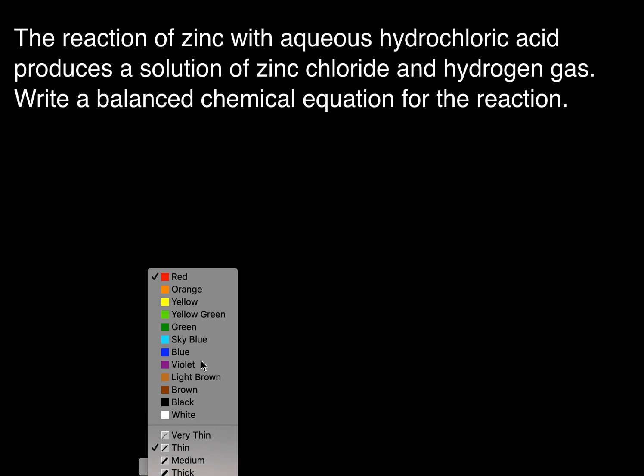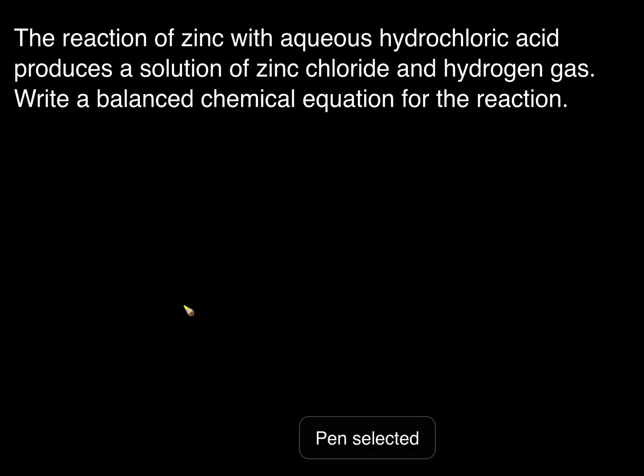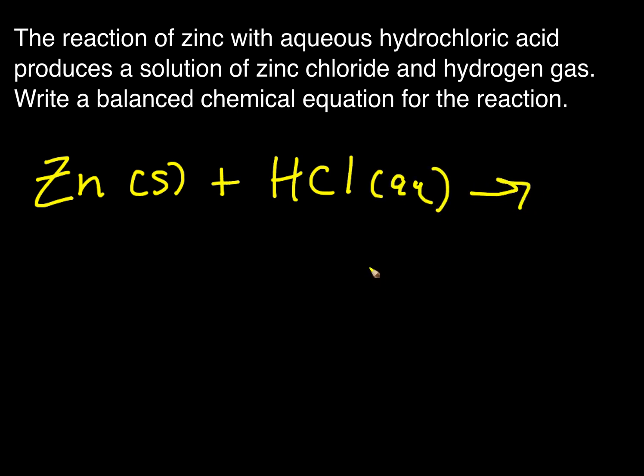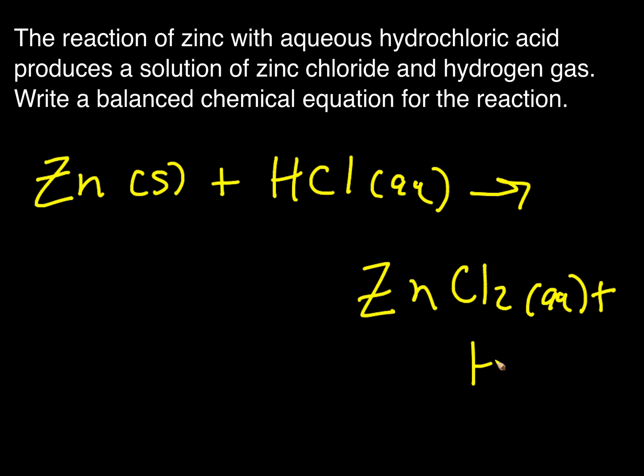Our next one. It says the reaction of zinc and aqueous hydrochloric acid produces ZnCl2, so it's a solution, so it's going to be aqueous, and hydrogen gas. All right, so let's balance this chemical equation.